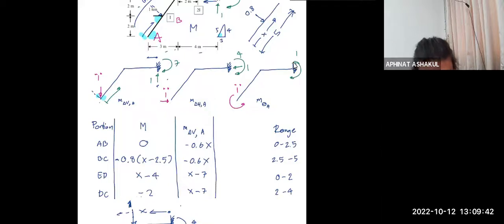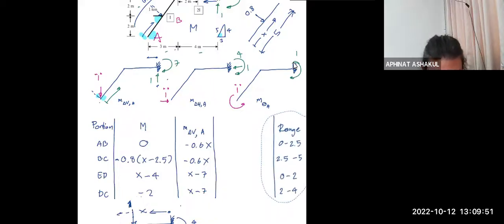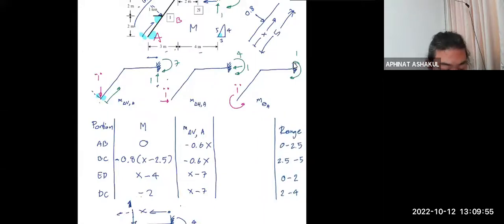Very, very close. Maybe I can move my range to the right a little bit. And now the next one is the moment due to the unit load for the horizontal displacement at A.